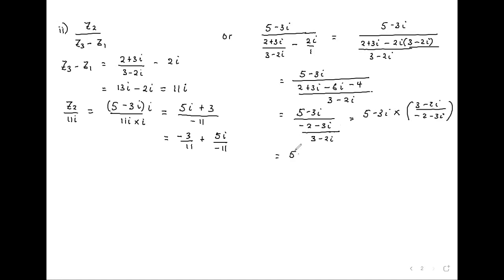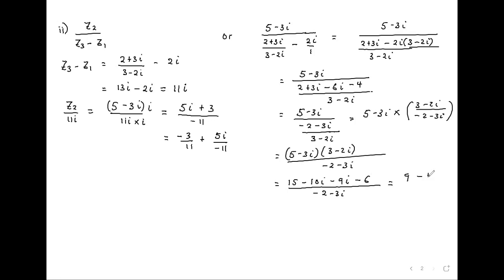Giving us 5 minus 3i multiplied by 3 minus 2i over negative 2 minus 3i. So we can first multiply before we conjugate. So we get 15 minus 10i minus 9i minus 6 over negative 2 minus 3i, which is equal to 15 minus 6, we get 9, and then minus 19i over negative 2 minus 3i.